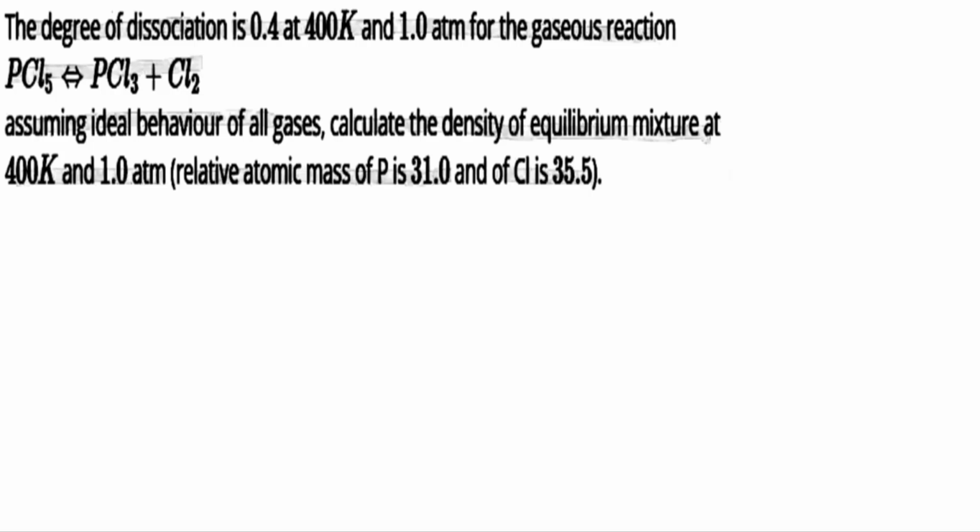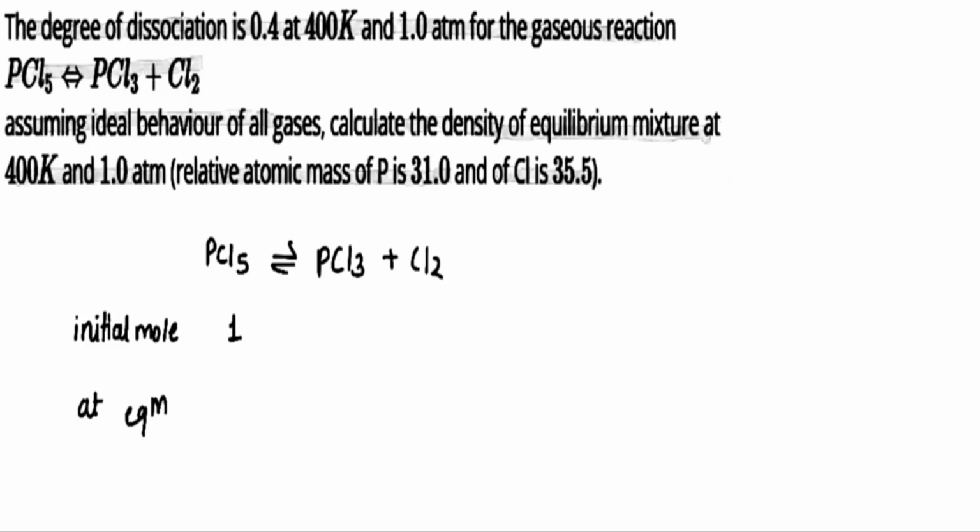So first of all, what is given here? First of all, write the reaction. Here the reaction is nothing but PCl5 gives PCl3 plus Cl2. Let us assume the initial mole of PCl5 is 1. So what happened? Moles at equilibrium.